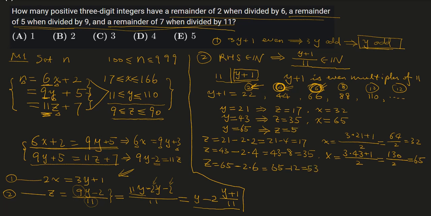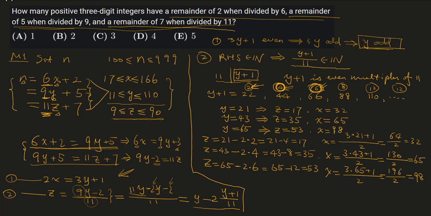So z equals 53. And x equals 3 times 65 plus 1, divided by 2. That is what? The numerator is 195 plus 1, 196, divided by 2. That equals 98. So x equals 98.